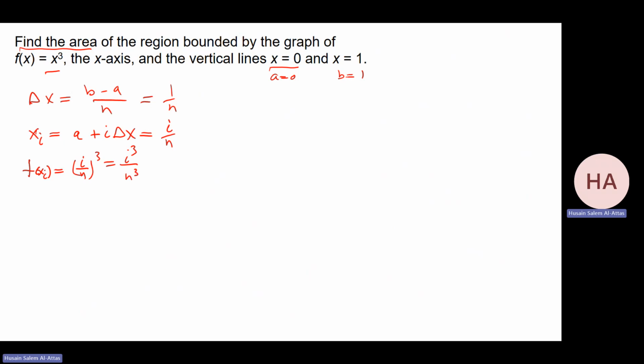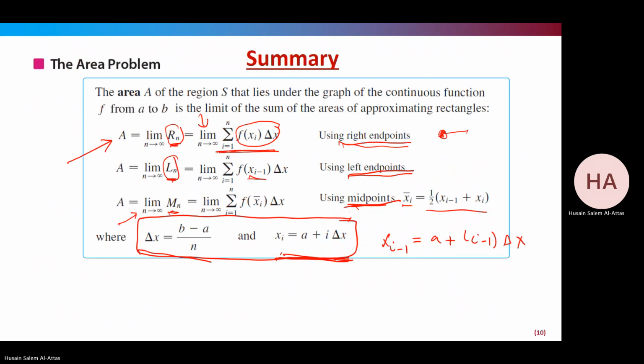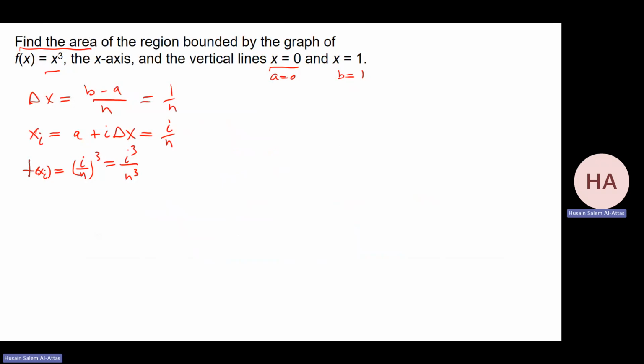Okay. What will be the area? Very clear. It will be the limit of this sum. The sum is the product of f of xi times delta x. So let me do f of xi times delta x with the summation, and then I will take the limit. So I need to find summation i equal 1 to n, f of xi times delta x. That will be summation i equal 1 to n of i cubed over n cubed times 1 over n.